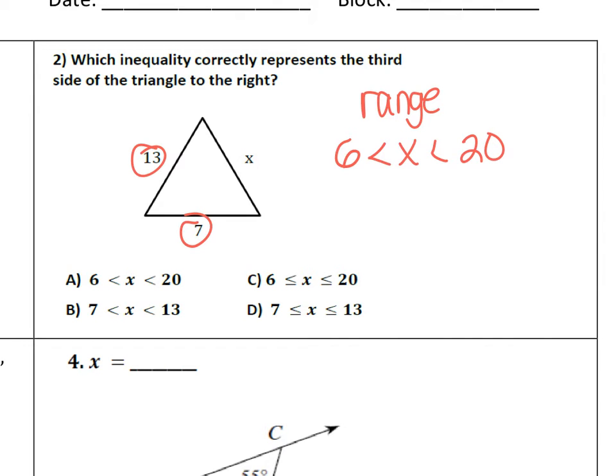So let's take a look at our choices. Definitely not this one because we never have an equal sign. We never have an equal sign, so we eliminate that. Most students will try to pick B because they see 7 and 13 in the problem, but that's definitely incorrect, and the correct answer is A.